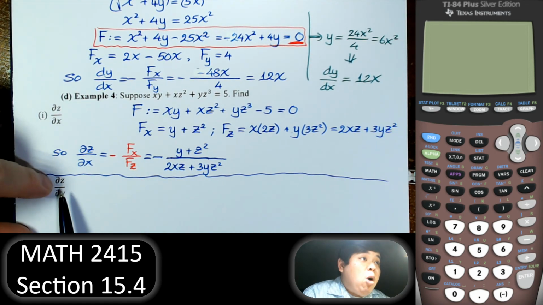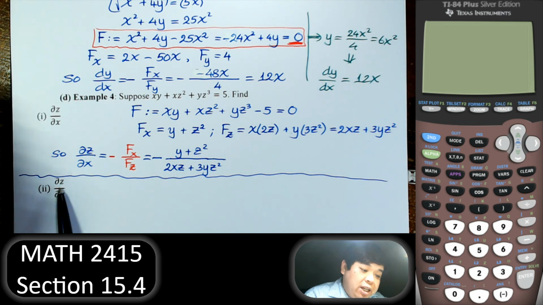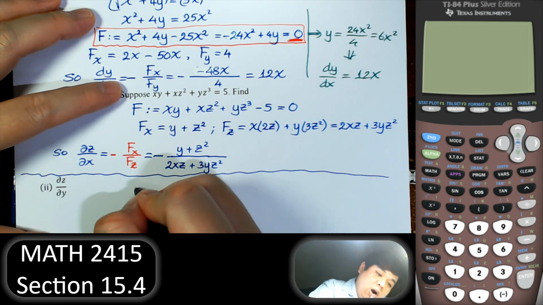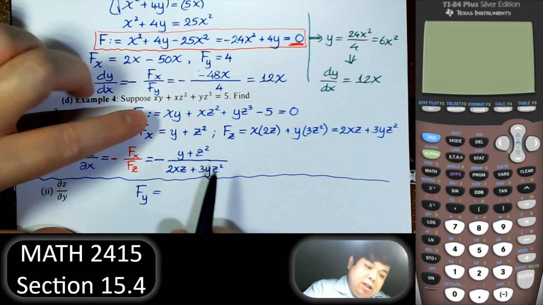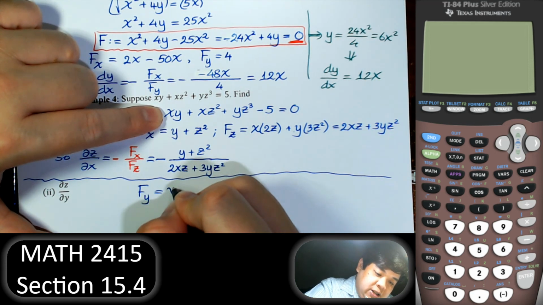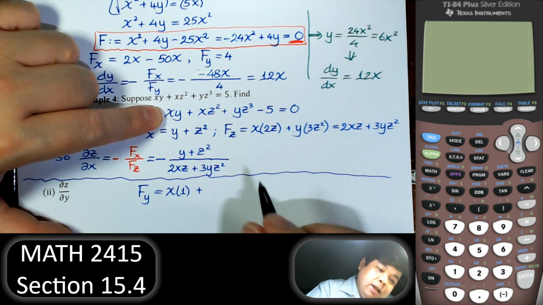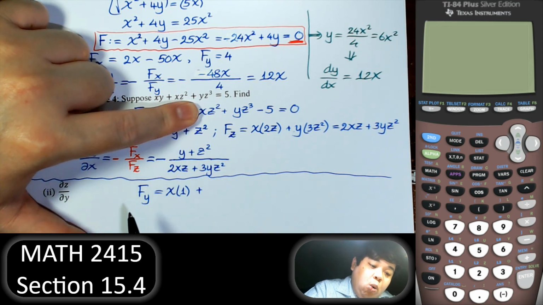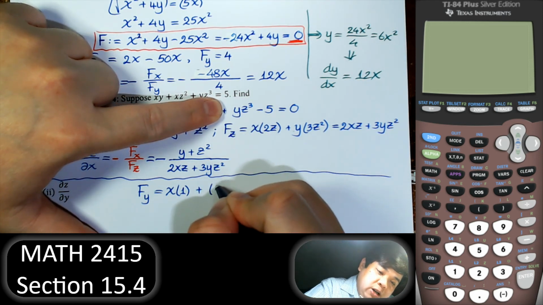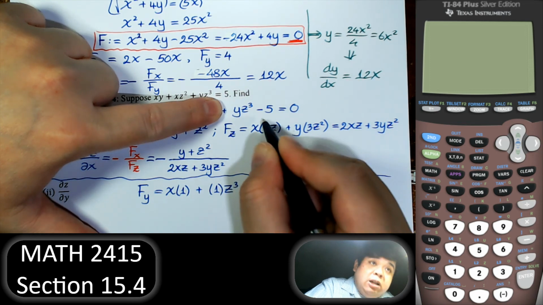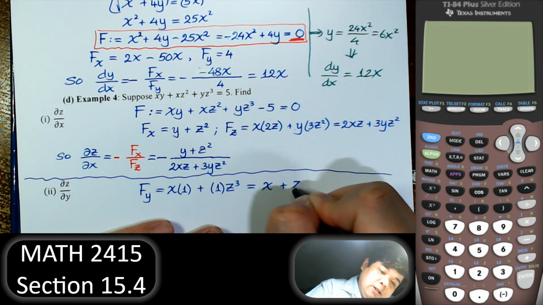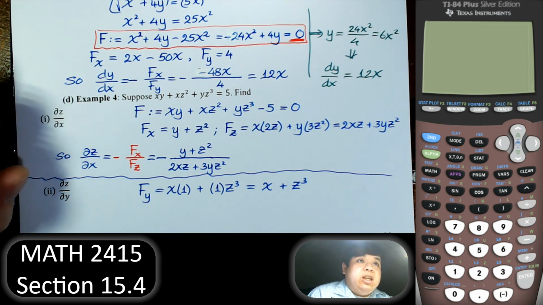Right. Next we have partial derivative of z with respect to y. We already found the derivative of f with respect to z. Now we just need the variable y. So we find f sub y. There's a y in xy. Derivative of y is 1, and x is a constant. That one is constant because there's no y. Derivative of that is 0. Yz cubed. Derivative of y is 1. Z cubed is a constant. 5 is a constant. So that's all we have. x plus z cubed.